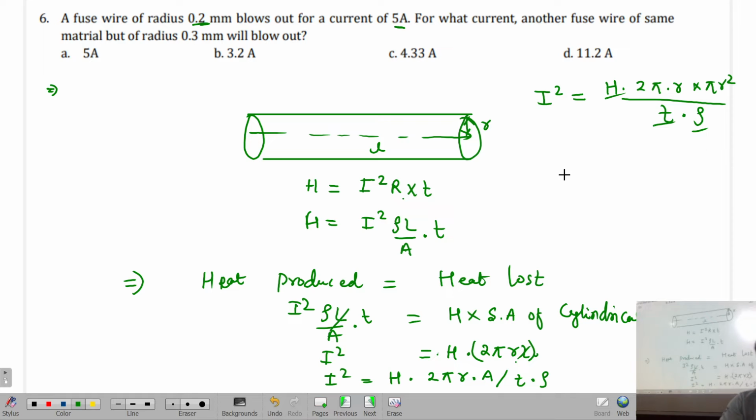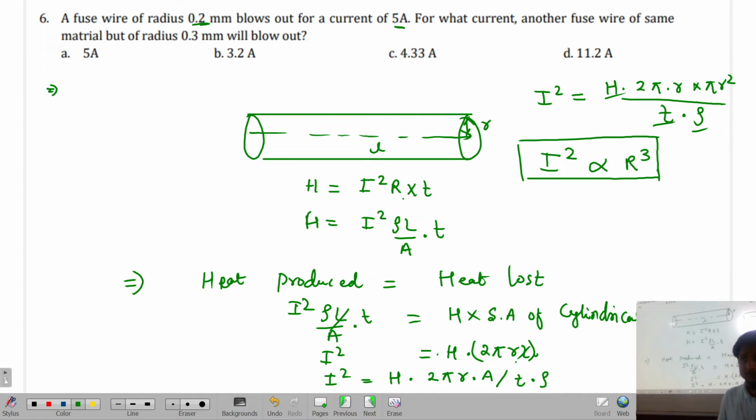So if someone asks you that in a wire of radius r, how the current varies. Resistance, you know, resistance is 1 by r square, yes or no? Actually current varies as I square directly proportional to radius cube. This is the relation: the square of the current is directly proportional to the cube of the radius inside a wire.